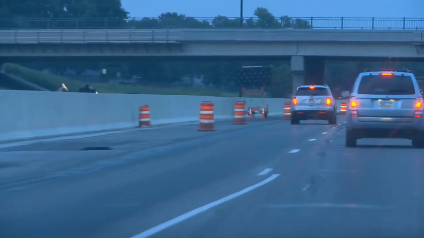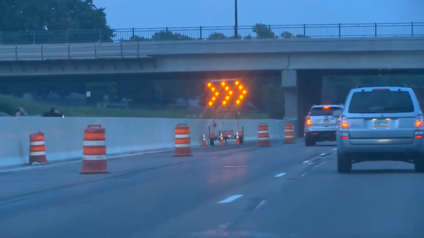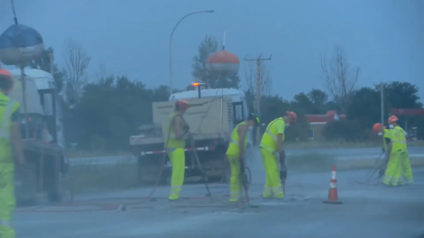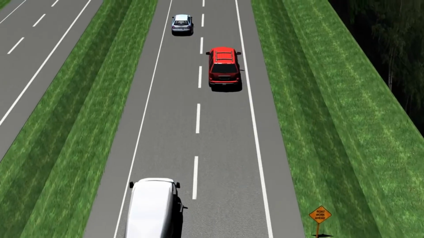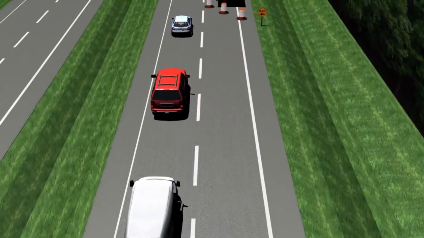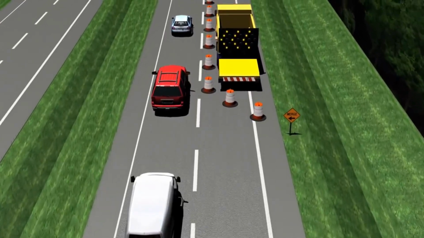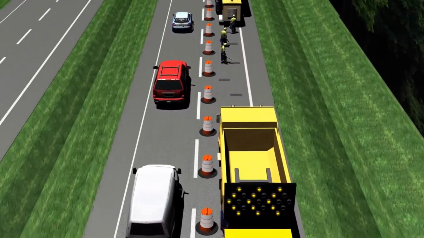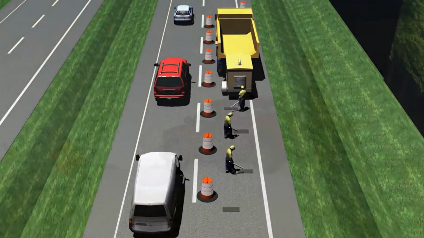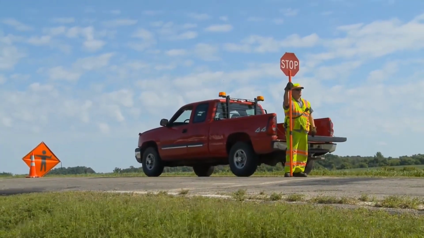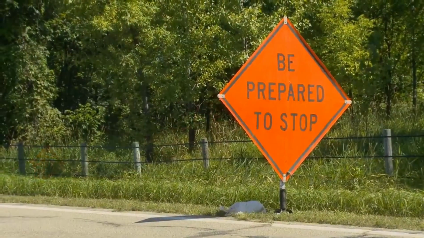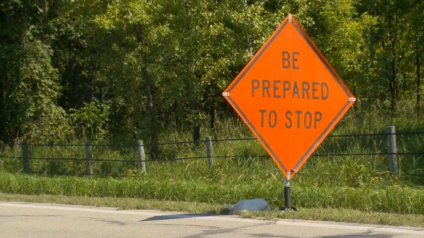Over the past 3 years, there have been an average of 2,000 crashes and 7 people killed per year in Minnesota construction zones. When entering a construction zone, slow down, be prepared to stop, and pay special attention to roadway signs and construction personnel. Watch for flaggers directing traffic through the area. These guidelines apply to all types of roads, from small city streets to large trunk highways.